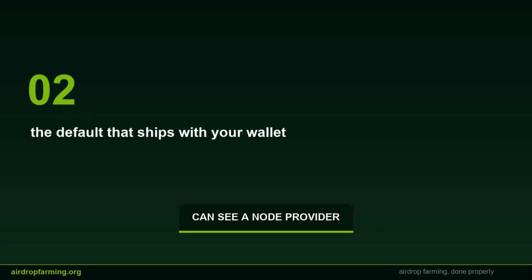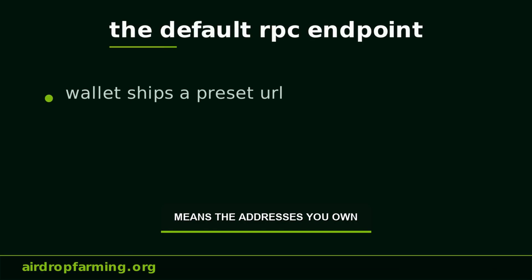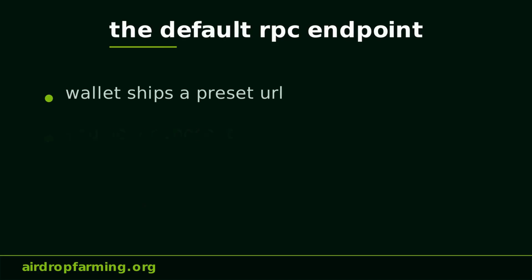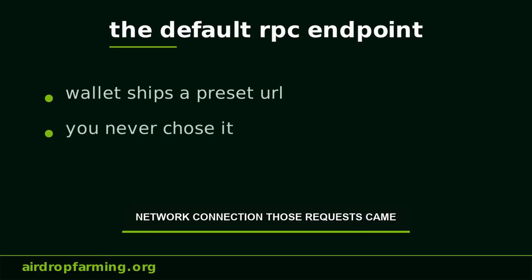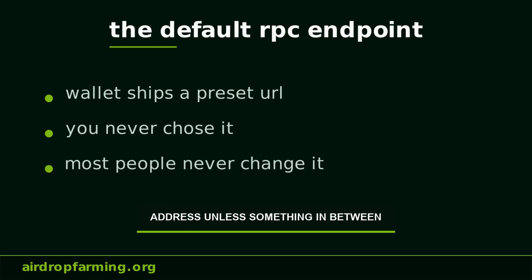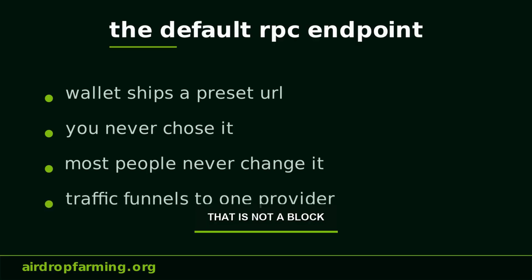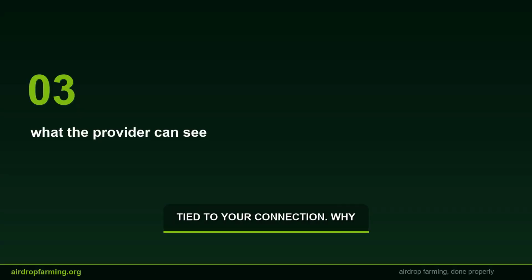What the provider can see. A node provider sees the requests, and the requests are revealing. It sees which addresses your wallet asks about, which usually means the addresses you own or care about. It sees the transactions you submit before they are even public. And crucially, it sees the network connection those requests came from, which carries your IP address unless something in between hides it. Put together, the provider can associate a set of wallet addresses with one origin. That is not a block explorer view that everyone shares. That is a private view tied to your connection.